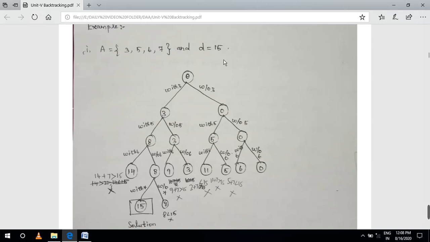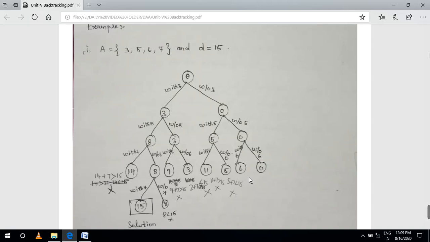Why? Because your solution must be 15. Next, without 7, you have to declare 11, which is less than 15, so it's not a solution. Next you just go for 5. For 5 with 7, you first declare 5 plus 7, that means 12, less than 15, is not a solution. Next, 5 less than 15 is not a solution.